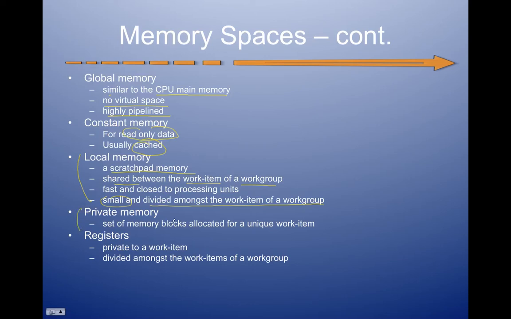The private memory is a set of blocks allocated to the unique work items. And you have the registers, and they are private to work items, and they are a subset of the big set of registers available to a work group. So the more threads you have, the less registers are available per thread in a work group.